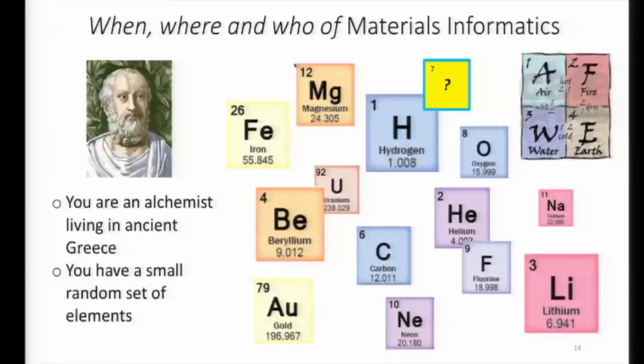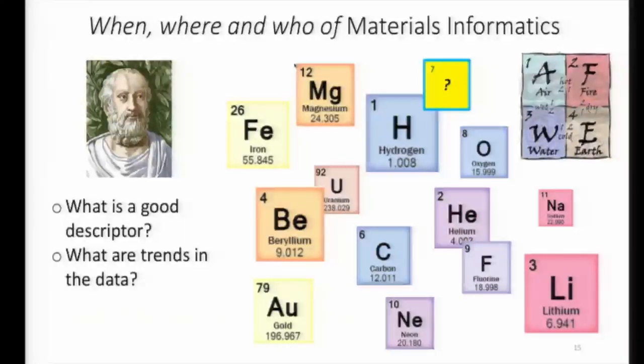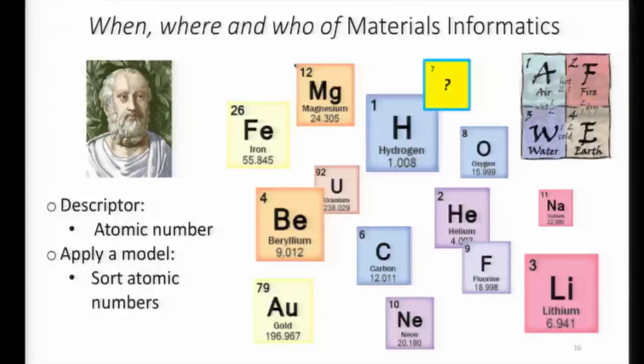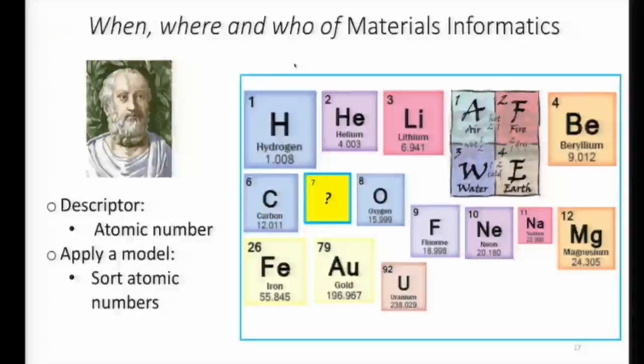Okay, because you're Plato, you're clever, you ask yourself, what is a good descriptor to describe these data? What are the trends in these data? And again, because you're Plato, you're clever, you choose the atomic number as your descriptor, and you want to apply a model to these data. That's to arrange them in the increasing order of the atomic number. And once you do that, you get the following. You have hydrogen, helium, lithium, air, fire, water, earth, beryllium, and so on. You notice there's a trend in these data, that the atomic number increases by 1.